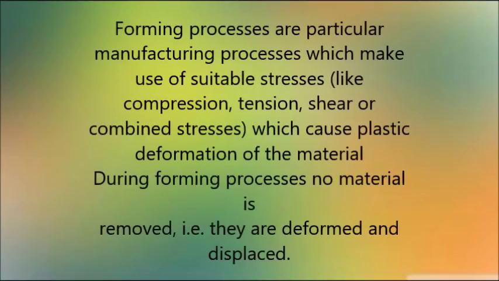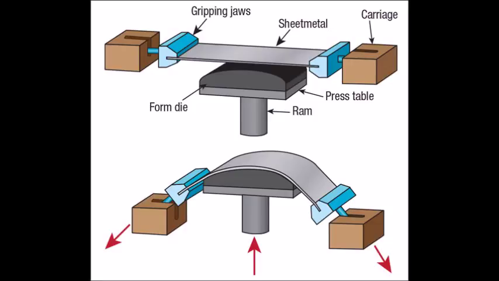Forming processes are particularly manufacturing processes which make use of a suitable stress, like compression, tension, shear, or combined stress, which cause plastic deformation of the material. During this process, no material is removed, they are deformed and displaced. Here is an example of the deformed process, that is the forming process.